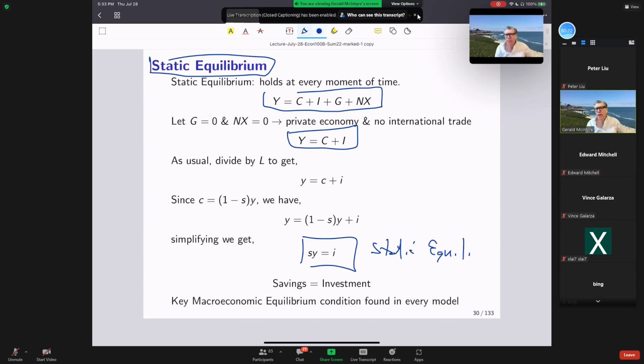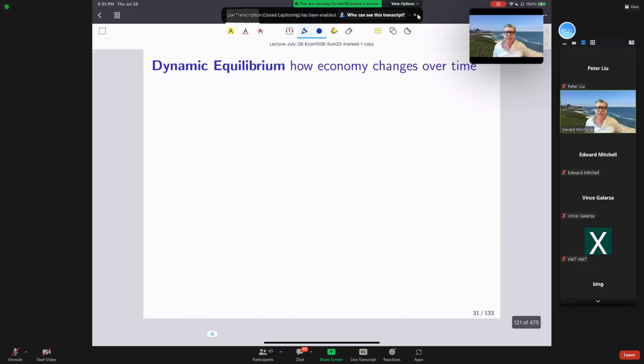Okay. Now the dynamic equilibrium. That's hard and fun. This describes how the economy changes over time. That's why dynamics mean over time. So let's take a look at how this works.